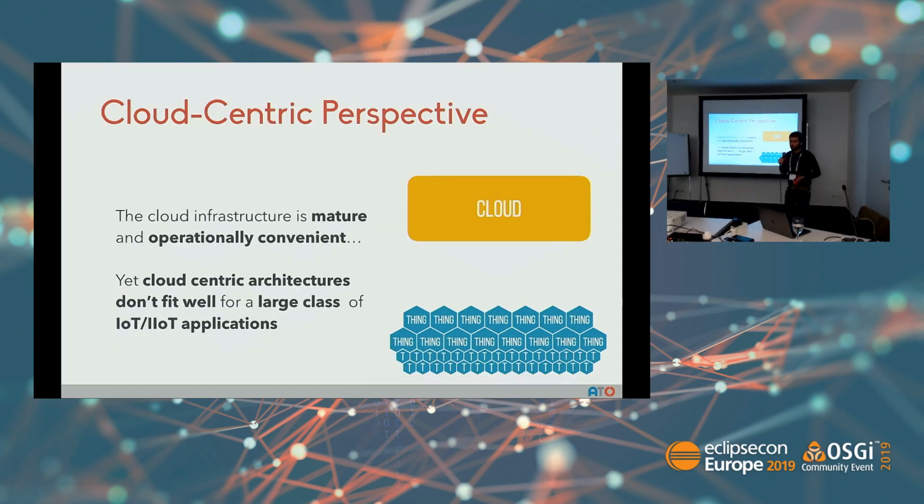IoT. Nowadays, when you deploy something in IoT or industrial IoT, you mostly use a cloud-centric perspective. So you have the cloud, you deploy your application on the cloud, and then this application will control the things, which are sensors or devices that are very low power devices with low resources. But this is good because the cloud is operationally convenient, because everything is there. You don't need to bother about building your own infrastructure. You don't need to bother about writing complex software because you can use software coming from the cloud.